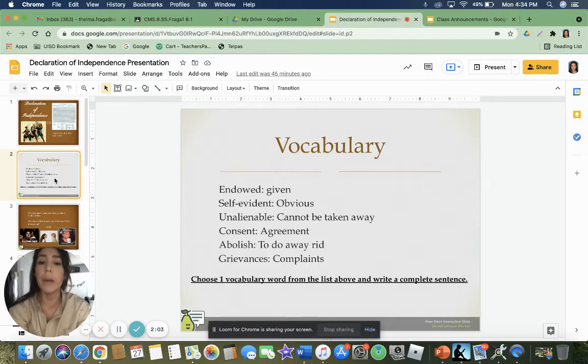Grievances were basically complaints. And the colonists will list, I want to say 27 different complaints as to why they want to break up with Great Britain or England or King George III, who was the King of England at the time.